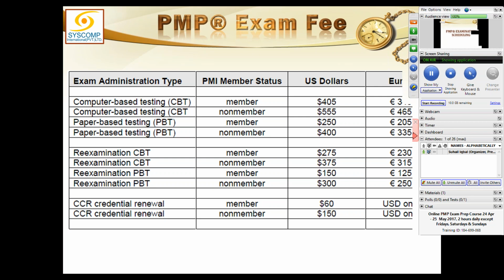If by some poor chance you do not qualify in the very first attempt, in that case you can appear again, and reappearing in the exam would cost you $275 as a member, and if you are not a member, it is $375. Then you can do 3 attempts in 1 year. Every time you have to pay $275 as a member. But third time if you fail, then you are banned for 1 year from appearing in PMP exam.